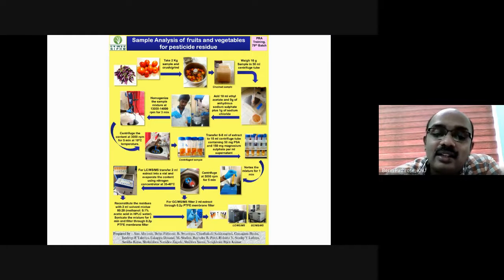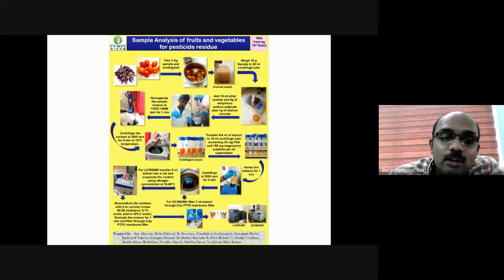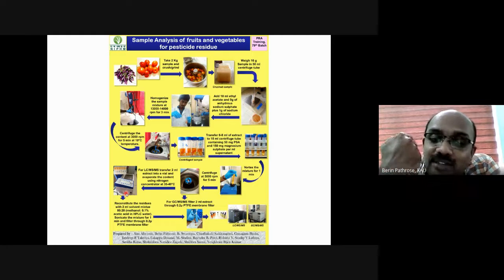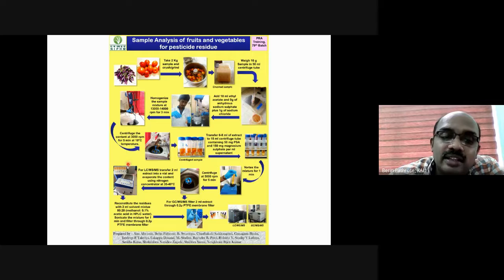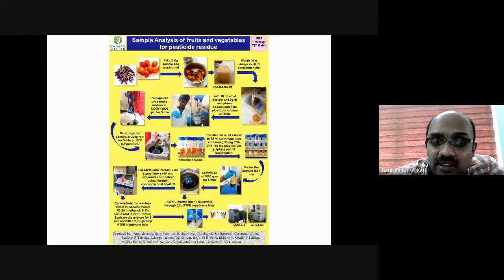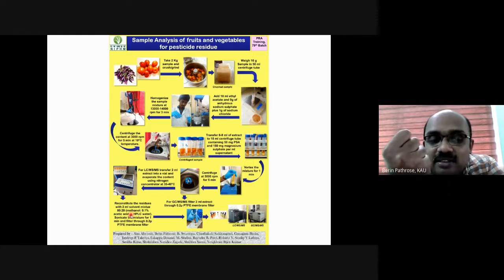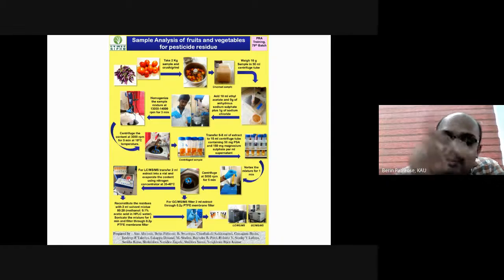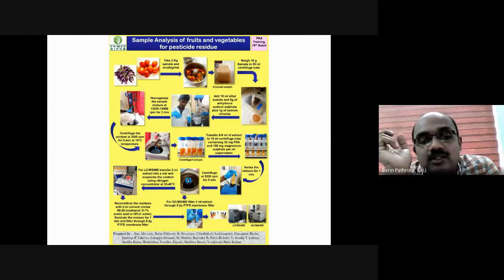But ethyl acetate cannot be used in a liquid chromatograph. So what we will do is take 2 ml of supernatant and keep it in an equipment called a nitrogen evaporator, wherein we evaporate the solvent. The entire ethyl acetate will be evaporated, and only the pesticide will remain in that tube. This is just like a test tube. We add it into the test tube and keep it in the evaporator. Then we will again add solvent into it.